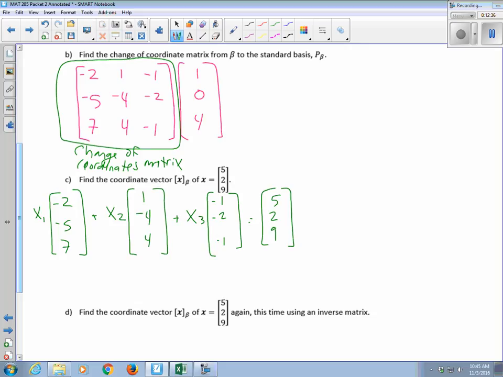Augmented matrix, row reduce. So your matrix would be your 3 basis vectors augmented with the (5, 2, 9). And when I solve, my vector x with respect to my new basis, which I called beta, I get x1 is 0, x2 is 4/3, and x3 is -11/3.